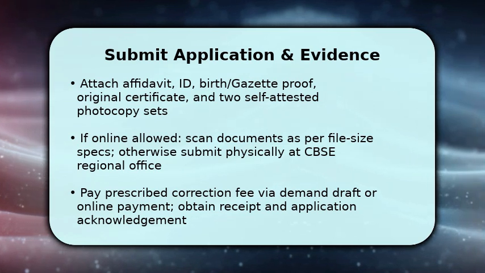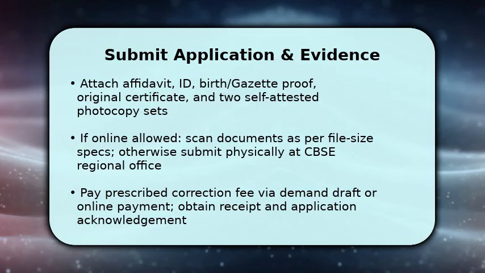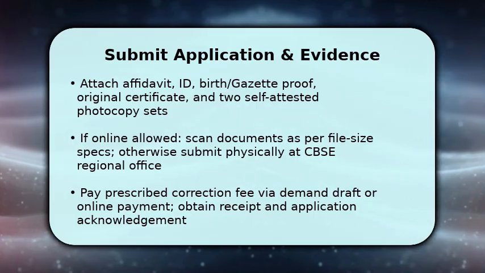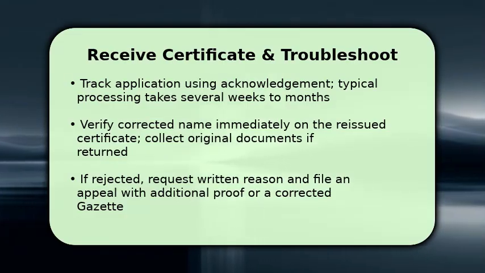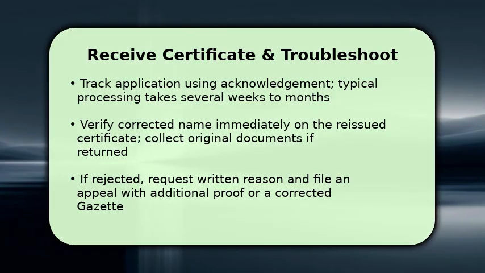Then secure the official receipt and, once submitted, track the application with the acknowledgement number and expect processing to take several weeks to a few months. When CBSE issues the corrected certificate, inspect the mother's name carefully and collect any returned originals. Ensure spellings match your supporting documents.